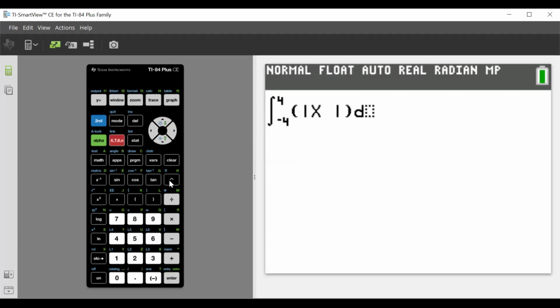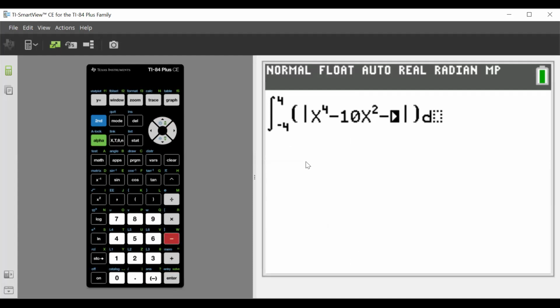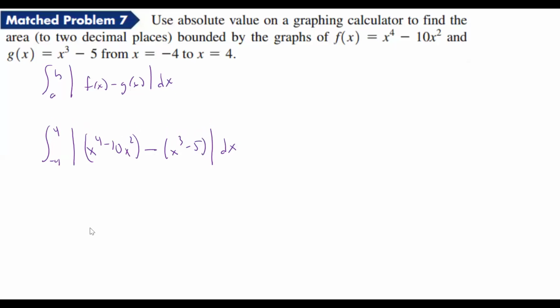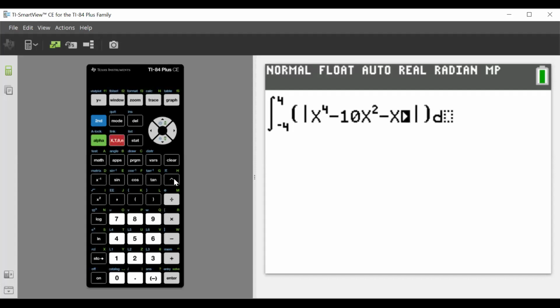So we had x to the fourth, remember to arrow down, and it was minus 10x squared. And then we had minus, and now I'm just changing the signs, taking off the parentheses. I remember we had x cubed minus 5, but we had a minus that, so it becomes plus that. That's what I'm going to type into the calculator, so it's just easier for me. That's going to be x to the third, remember to arrow down, and then plus 5, and then we have our dx.